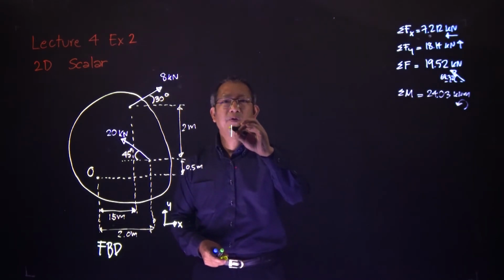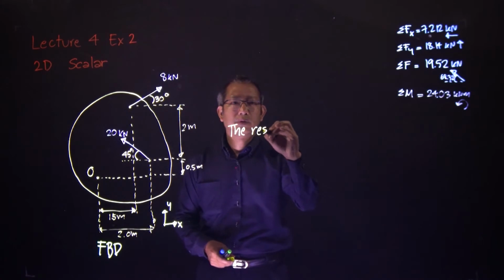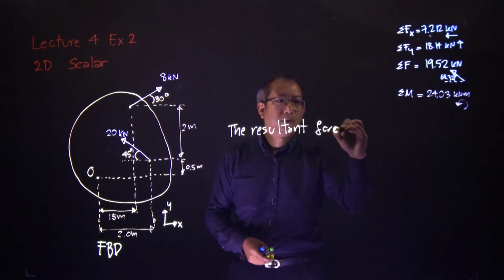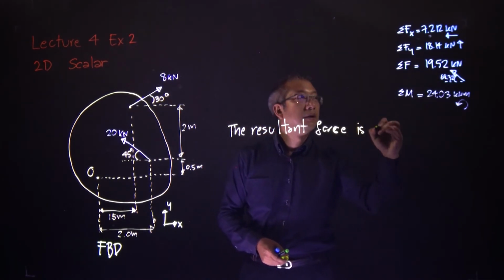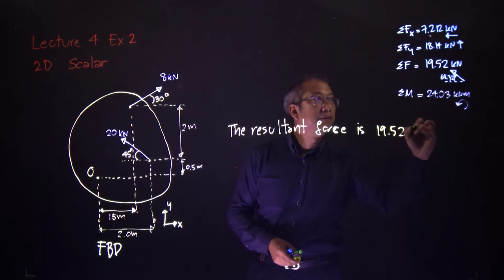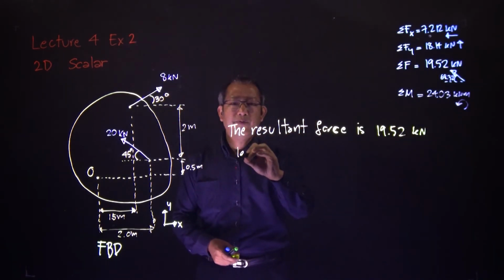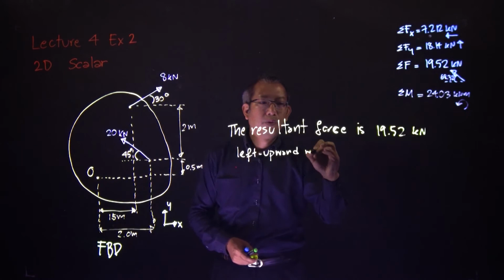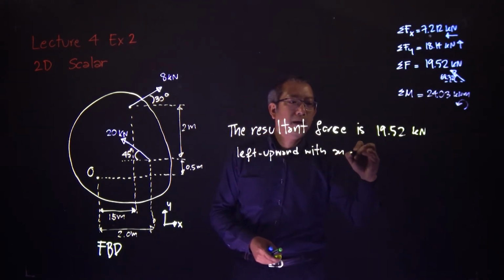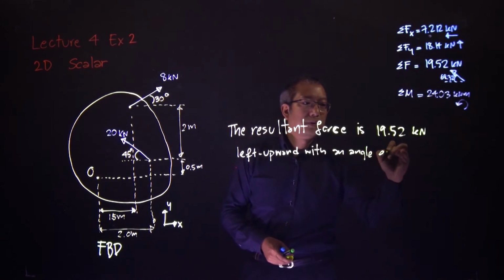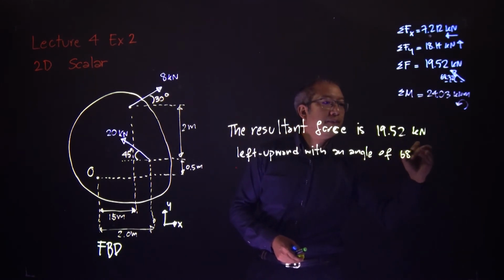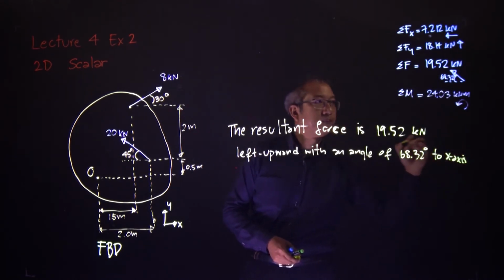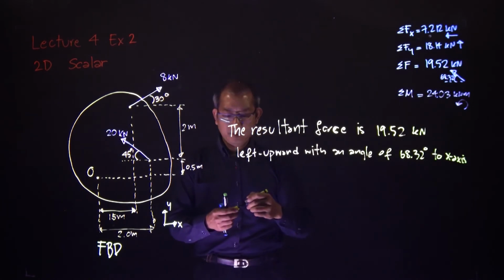So we have the resultant force. The resultant force is 19.52 kilonewton left and upwards with an angle of 68.32 degrees to the x-axis. And that's the answer.